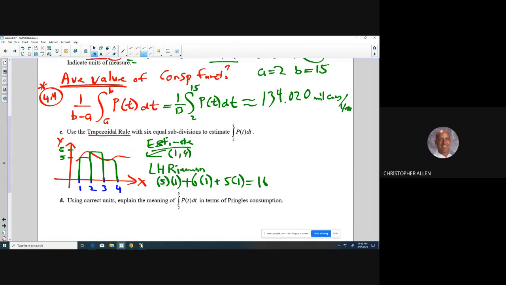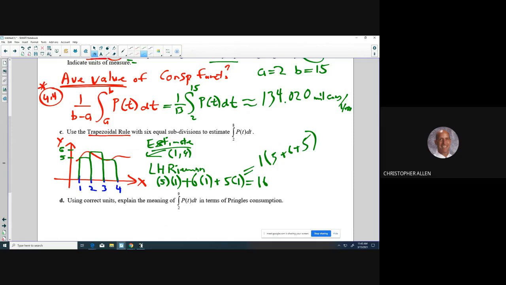Now that's a left Riemann sum, and those are super easy. You just basically look at the value of the function, and then in this case, each of the rectangles has a width of 1. So that's very simple. In fact, you could have even done this more simply and just said it's 1 times 5 plus 6 plus 5, which is also 16, because all those ones can be pulled out using the distributive property. So that's left Riemann sums.